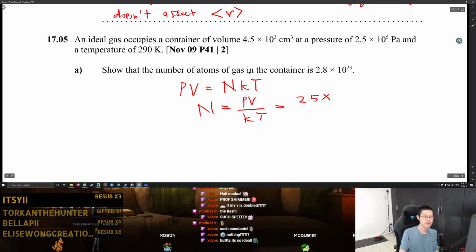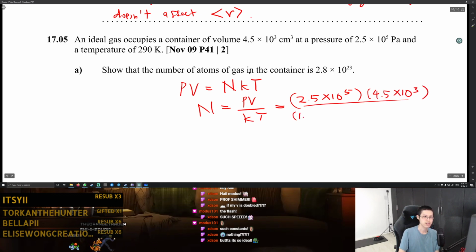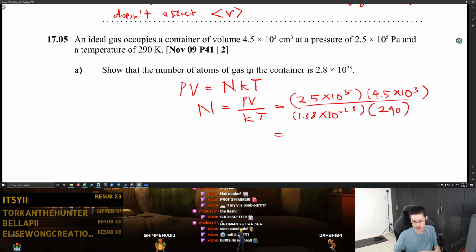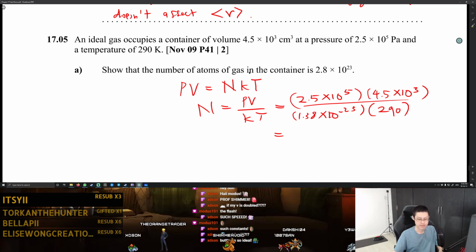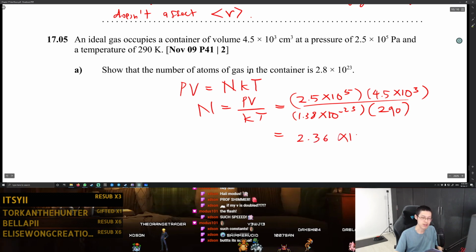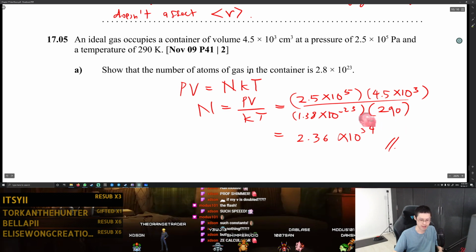P is given. V is this here. k is the Boltzmann constant. T is the absolute temperature, which is 290. And you put that into the calculator, and you get 2.36 times 10 to the power of 34. There we go.